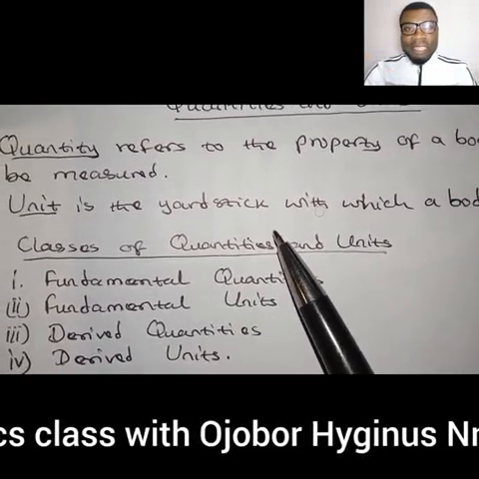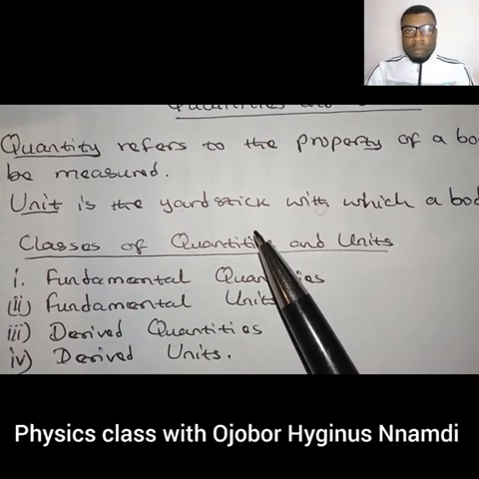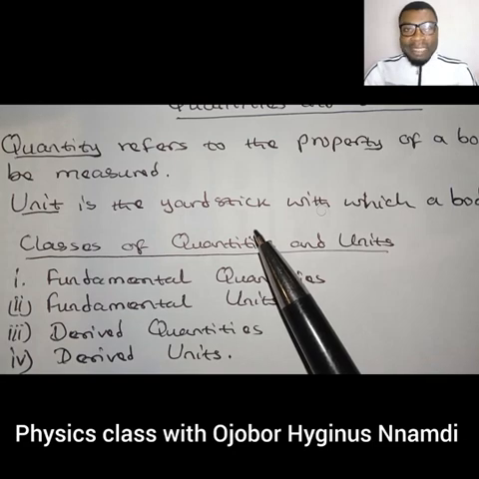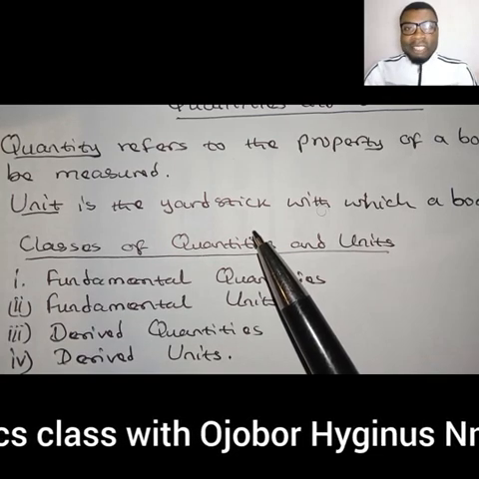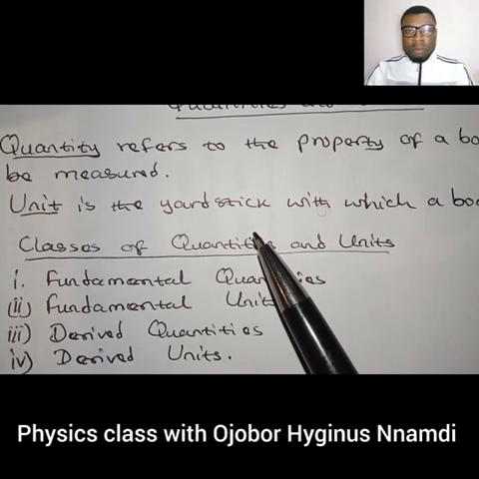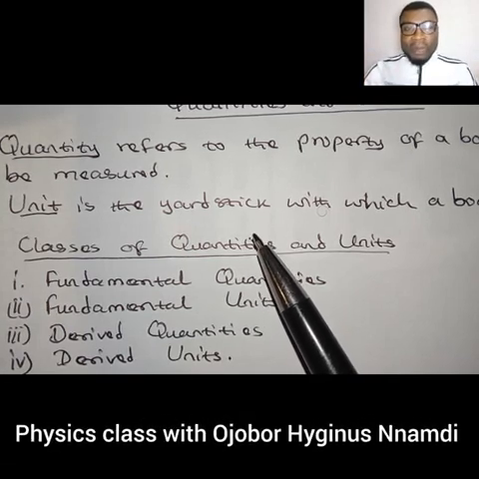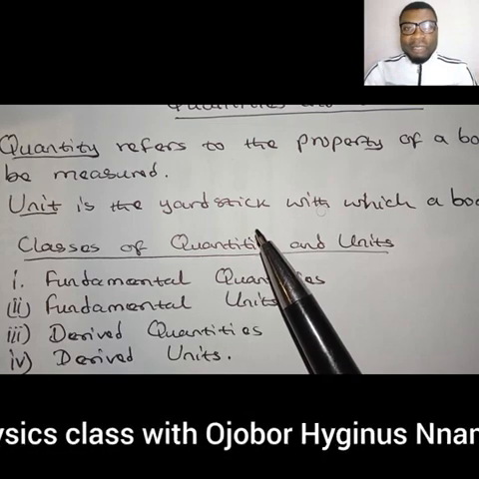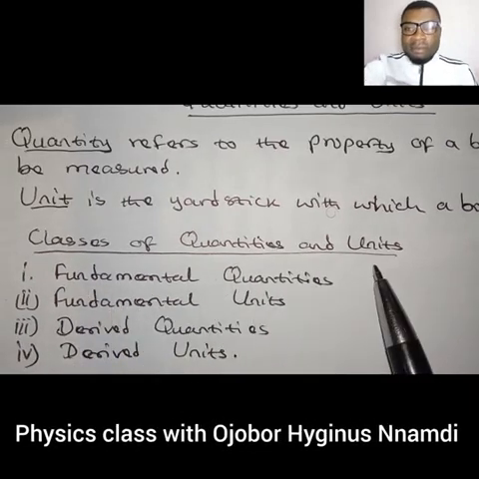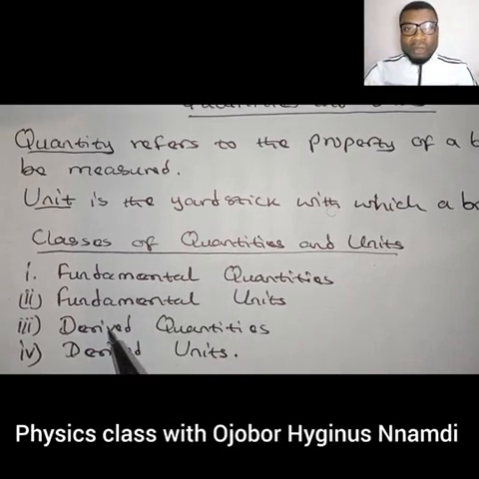Now, units are those things we use to differentiate one quantity from another. For example, time is a quantity measured in seconds. So time is a quantity while the unit of time is second. It could be minutes, it could be hour, and so on and so forth. So you have classes of quantities and units. Quantities and units are classified into two: fundamental and derived.